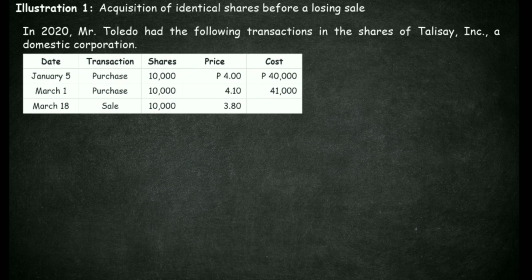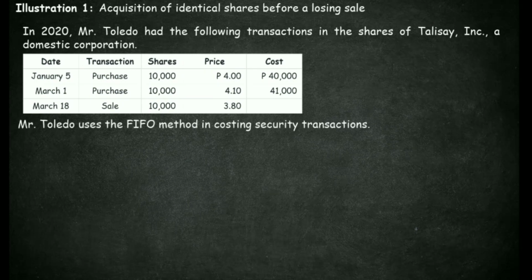On January 5, Mr. Toledo purchased 10,000 shares for 4 pesos per share. So the total cost for that is 40,000 pesos. And then on March 1, another purchase of 10,000 shares at 4 pesos and 10 centavos, equal to a total cost of 41,000 pesos. And then on March 18, there is a sale of 10,000 shares at a selling price of 3 pesos and 80 centavos per share. Additional information is that Mr. Toledo uses the FIFO method in costing security transactions.